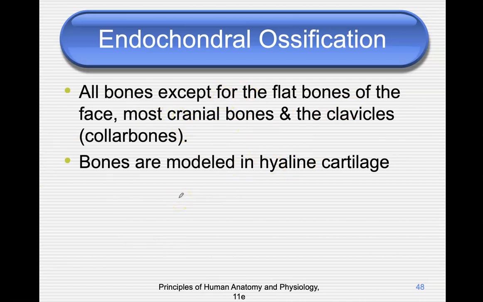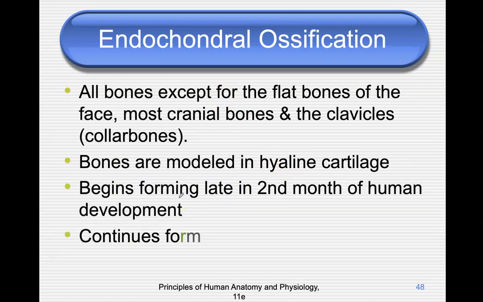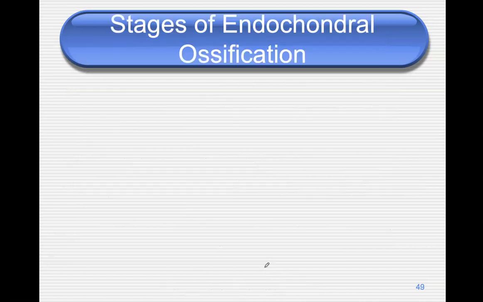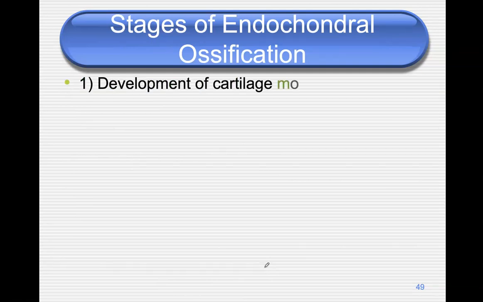And again, we start with this hyaline cartilage model. I hadn't talked about the fact that this typically happens around week 9 of embryonic development. So this process, endochondral ossification, happens around the 2nd month of human development. And then it will continue all the way until early adulthood. Basically, the end of adolescence is when your growth plates will close.